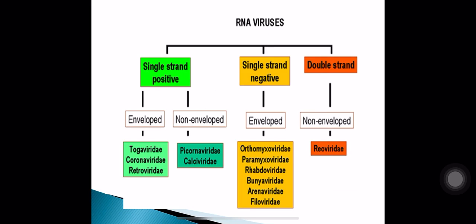Then RNA viruses can also be divided into single stranded or double stranded viruses, and again they can be further divided into enveloped and non-enveloped viruses. Enveloped single stranded RNA viruses include orthomyxoviridae, paramyxoviridae, rhabdoviridae, bunyaviridae, arenaviridae, and filoviridae. Orthomyxo, paramyxo, rhabdo, bunya, arena, and filo are single stranded enveloped RNA viruses. Double stranded non-enveloped RNA virus is reovirus. Single stranded enveloped RNA virus toga, corona, and retro. Single stranded non-enveloped RNA virus picorna and calici.